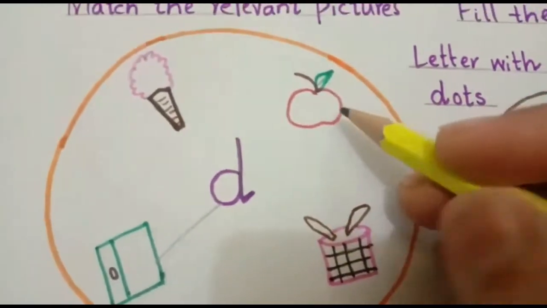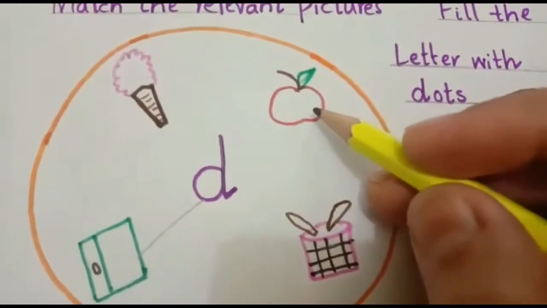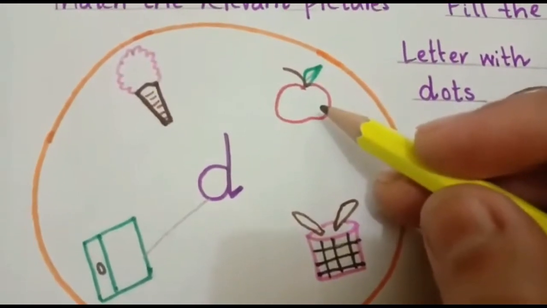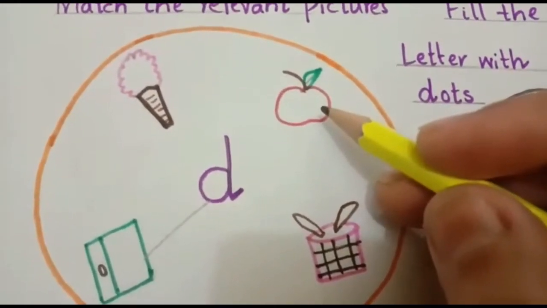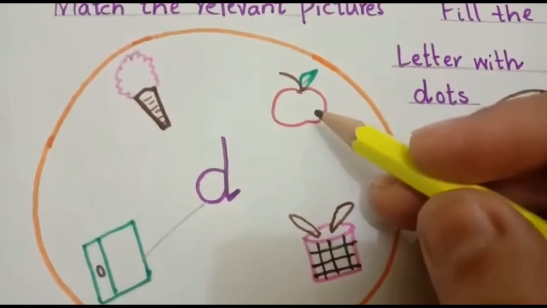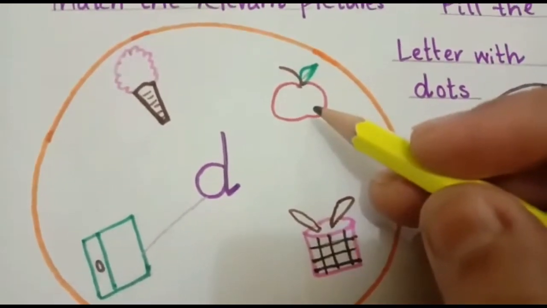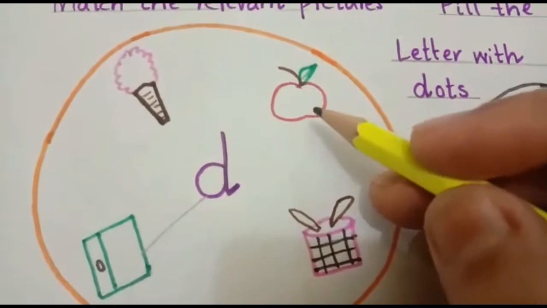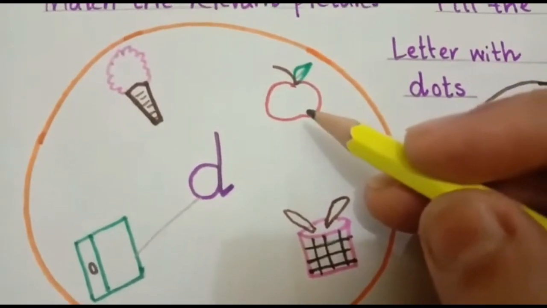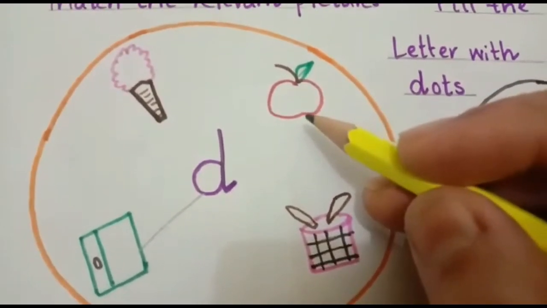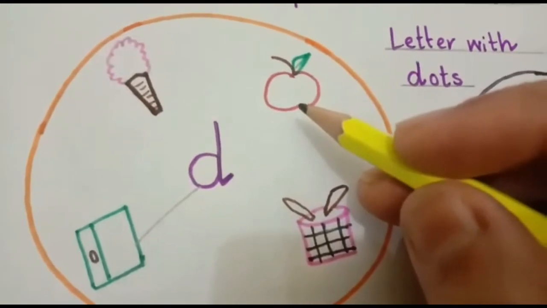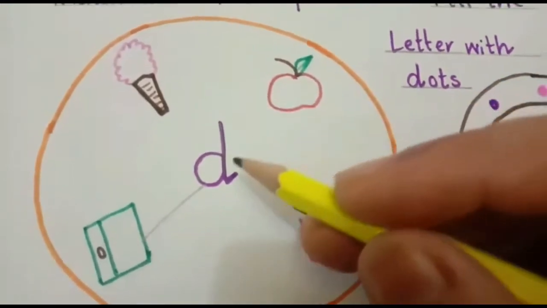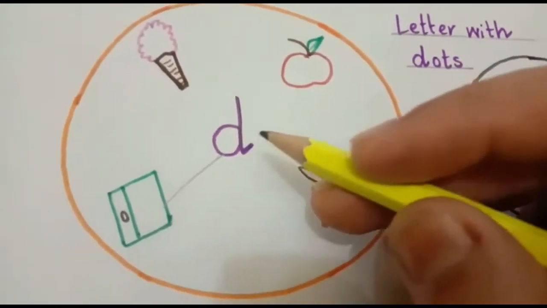Now here I have an apple. Apple. What is the beginning sound of apple? Is it D? No. The beginning sound of apple is not D. It means we will not join this picture with letter D.